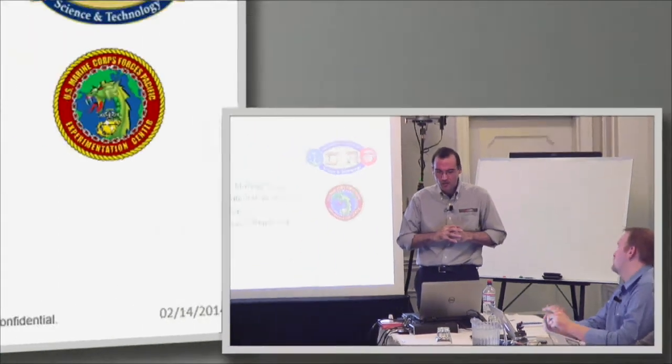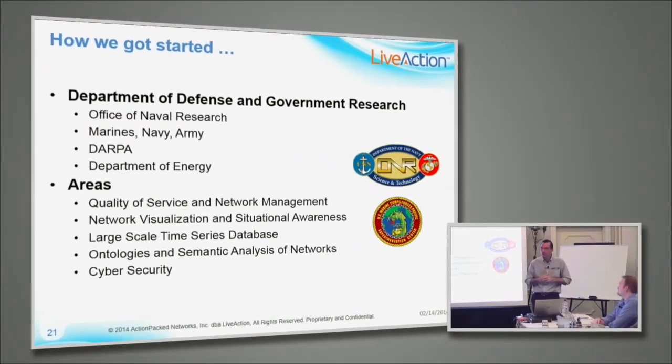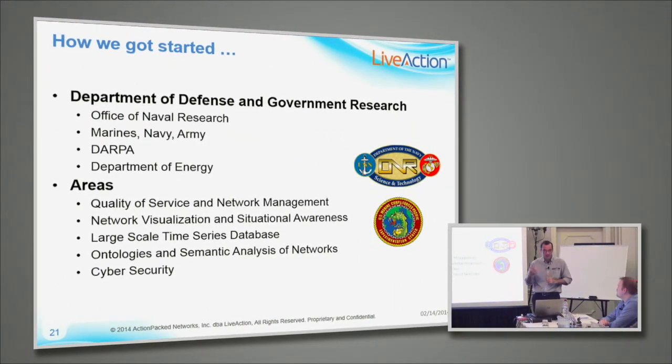So I just want to talk a little bit about how we got started, because I think that'll explain why the tool came about and why it looks the way it does. During the government research, we work with agencies like the Office of Naval Research. We work with the Marines, the Navy, the Army, DARPA, Department of Energy. And we researched areas in terms of quality of service, network management, visualization, large-scale time series databases, ontologies, and cybersecurity. It's great when you do government research because it's open-ended and you can do a lot of interesting things.